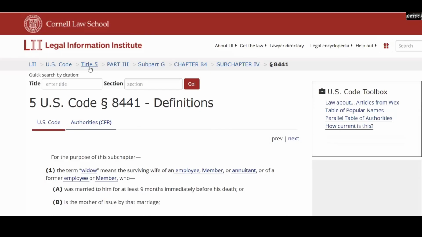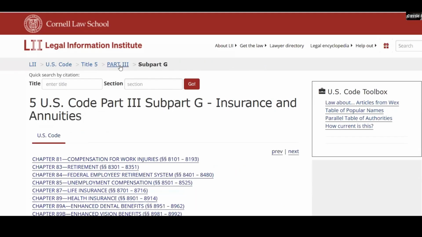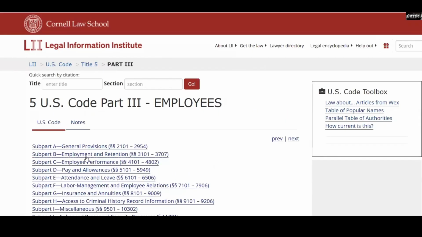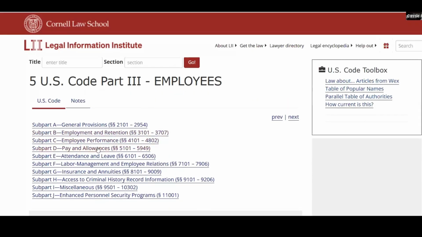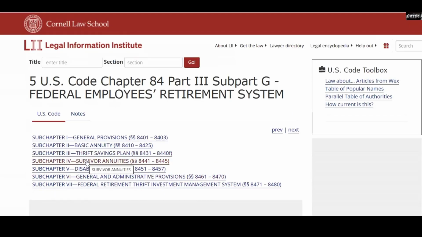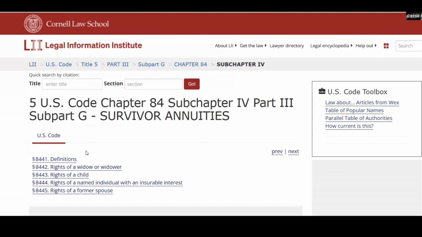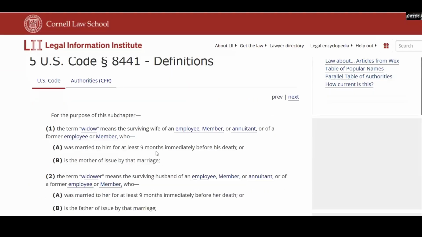And so I searched Title V, and we went to insurance and annuities because of what qualifies for the insurance and the annuities. And survivor annuities, that's what I meant. It's under the survivor annuities, and then what does that define? So this is specific to survivor spouse annuities, and this is what a spouse is.